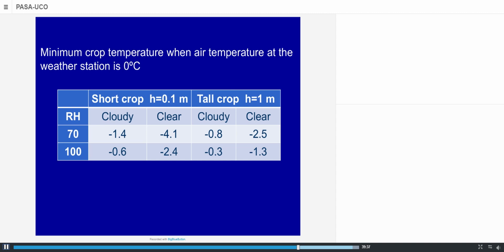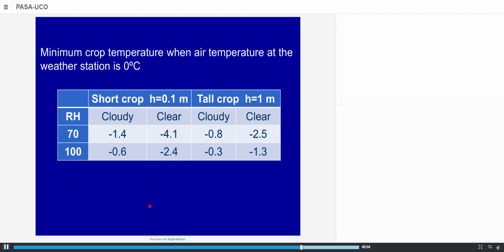One thing that we have not commented during this lecture is that typically we consider the environment for the crop by looking at the data that we measure in weather stations. It is possible to calculate the temperature of the crop using the values that we measure in the weather stations.